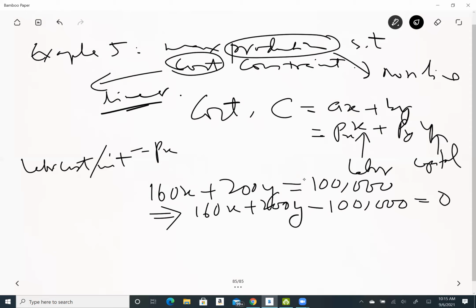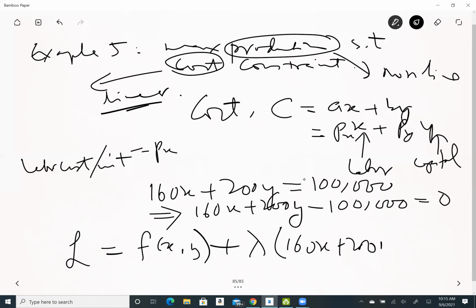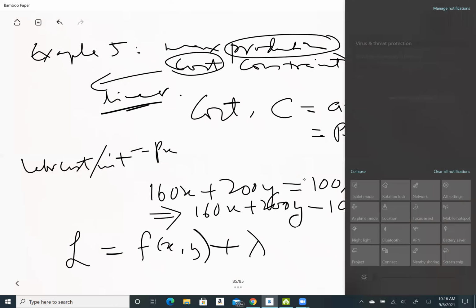All right, so what is the Lagrangian? The Lagrangian will be equal to the objective plus lambda multiplied by the constraint, 200y minus 100,000. So that is our constraint, but no, you don't write that first. We write the general form before you write that specific function.